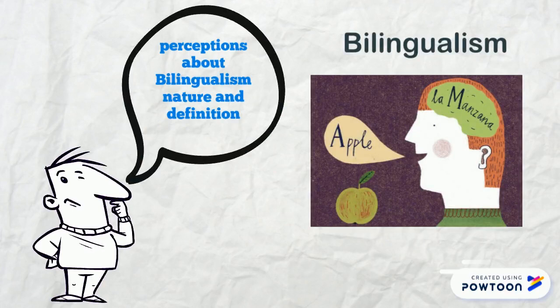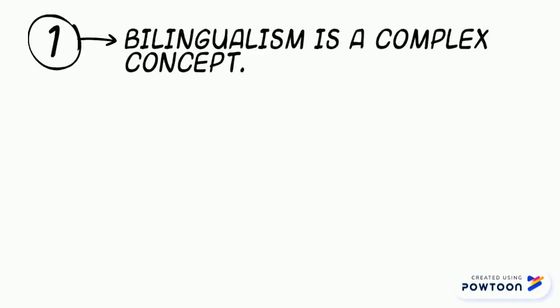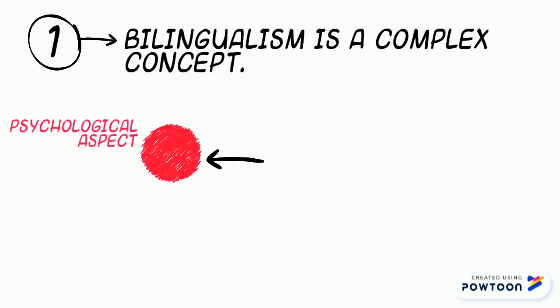It can be said that there have been different perceptions about the nature and definition of bilingualism. This is why it is important to take into account that bilingualism is a complex concept which depends on psychological and social aspects within different dimensions.